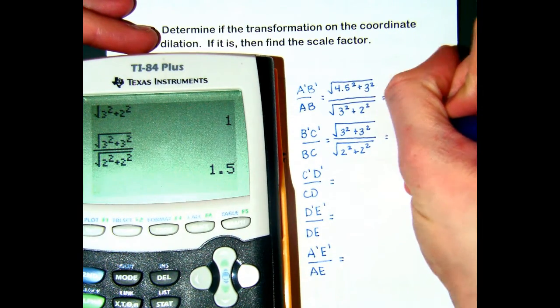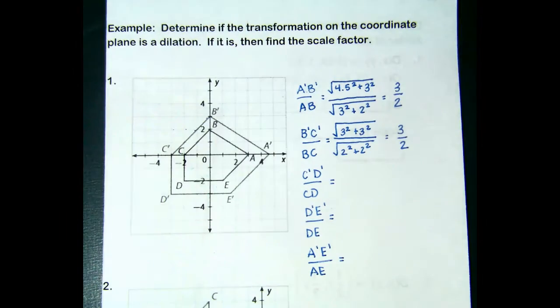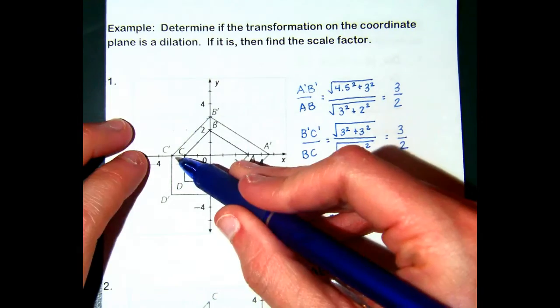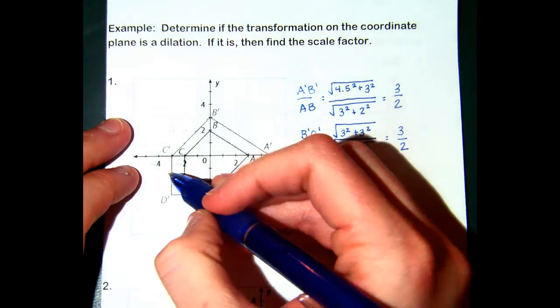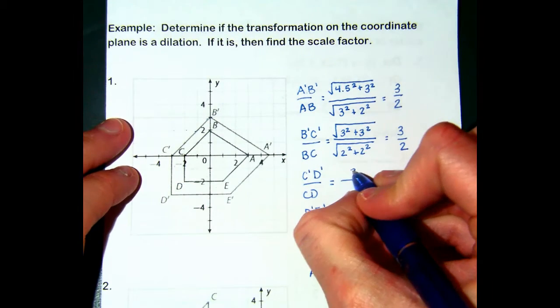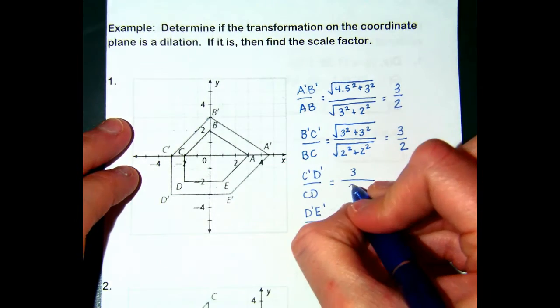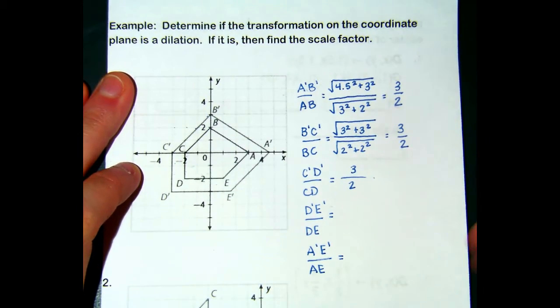So I have to keep going if I have the same thing every time. Let's look back over at C prime, D prime now. I like this one because it's horizontal, so we just count. C prime, D prime is 1, 2, 3 units long. And CD is 2 units long. I don't have to reduce. It's exactly what I'm looking for.